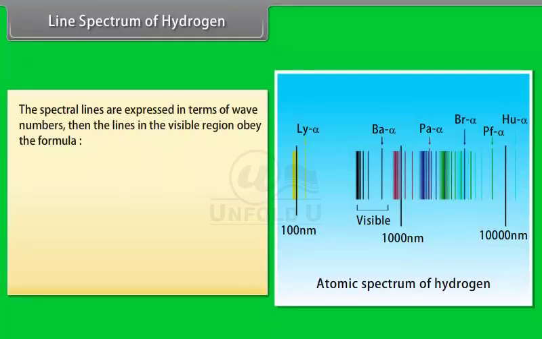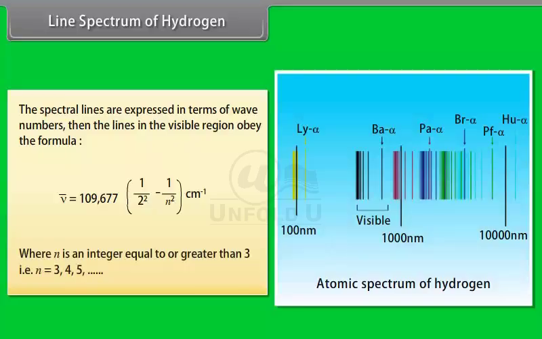The spectral lines are expressed in terms of wave numbers. Then the lines in the visible region obey the formula: wave number is equal to 109677 × (1/2² − 1/n²) per centimeter, where n is an integer equal to or greater than 3, that is, n is equal to 3, 4, 5 and so on.